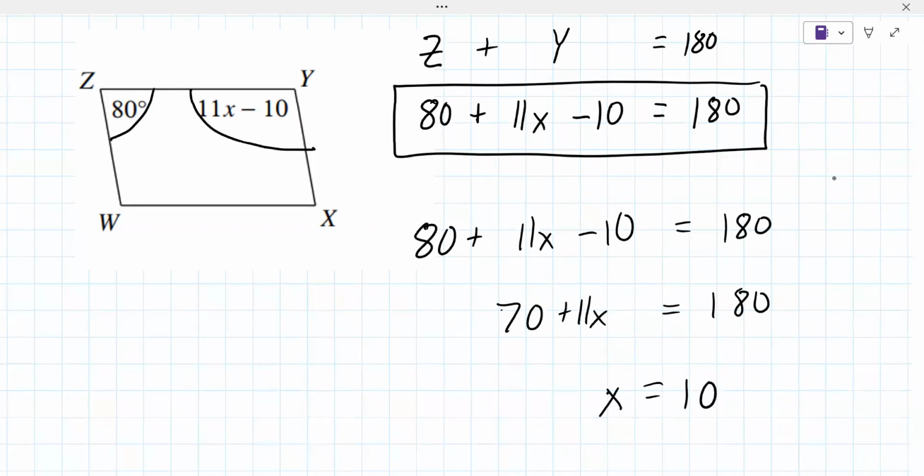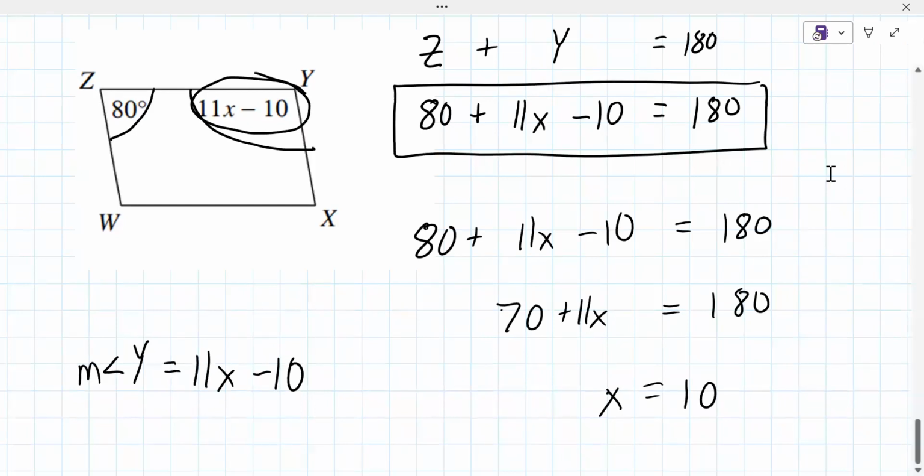X equals 10. Now, let's just say I wanted to know the measure of angle Y. I want to know what this 11x minus 10 is. Do we have enough information to figure that out? Where is the M coming from? Let's forget about that. M just means measure. It means like length. But angle Y is 11x minus 10. Do we know enough to be able to solve this for X?